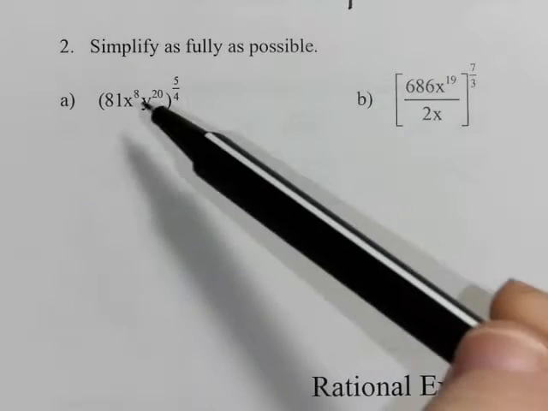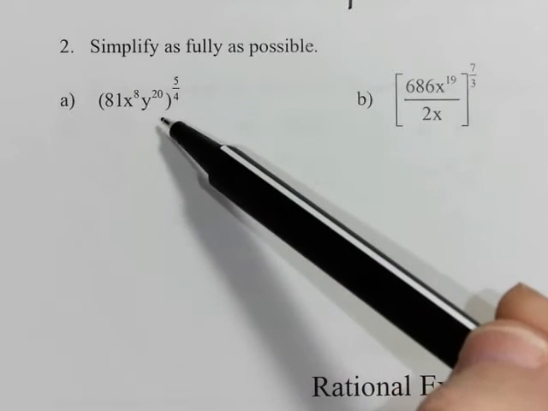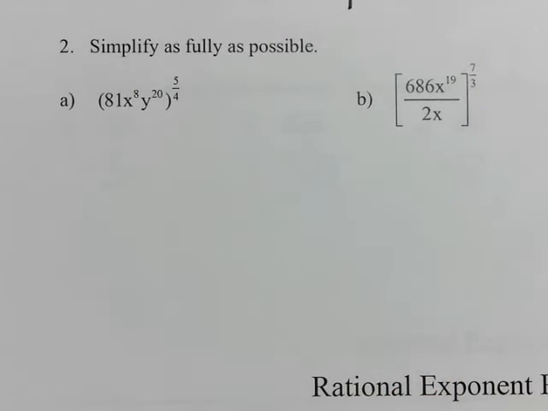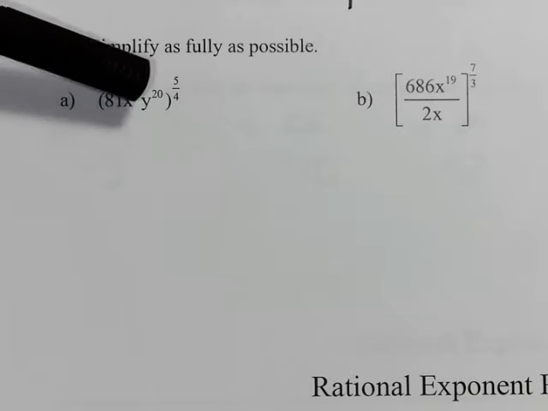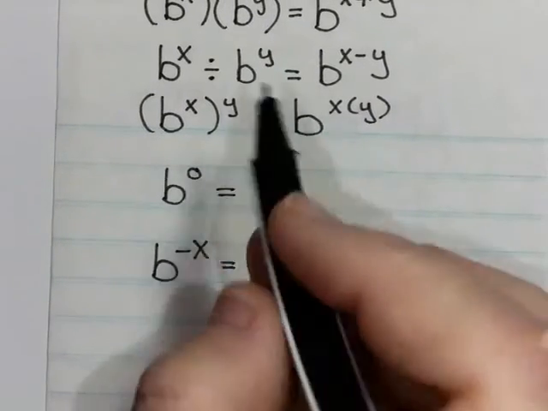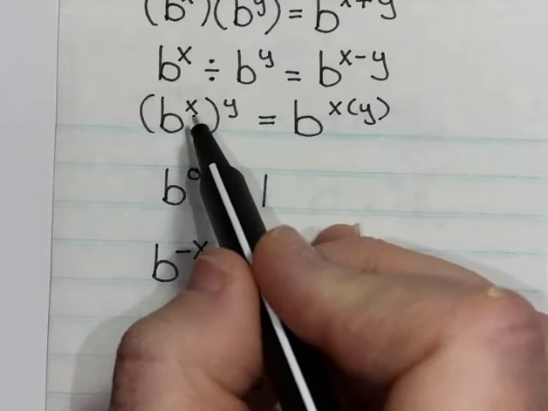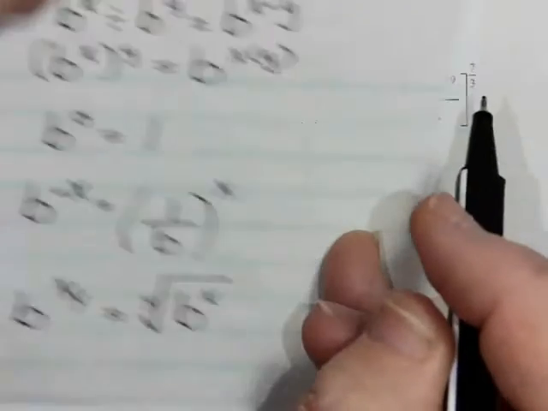So my first question here says 81 x to the power of 8, y to the power of 20 in a bracket to the power of 5 over 4. So before I try to write that as a root or do anything like that, I would try to use my exponent laws first. I notice I have a term with multiple variables, and then it has another exponent on top of it. So I would start by trying to use my exponent law for power on a power. When we have an exponent and another exponent on top of that, we multiply the powers together.